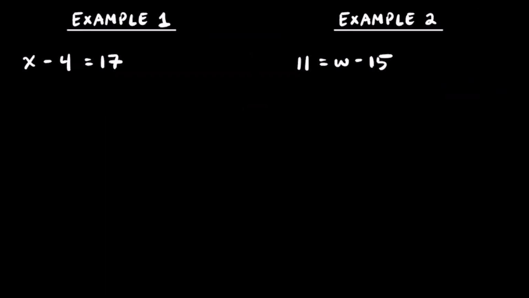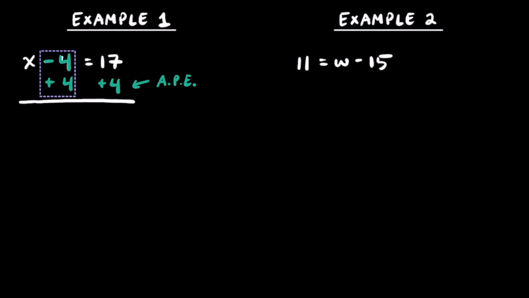In example 1, we have the equation x minus 4 is equal to 17. To solve for that x, we have to first notice this minus 4 that's on the same side on the left of the equation, and we're going to have to go ahead and add 4 since opposites always equal 0 when you add them together. By adding 4 to both sides of the equation, we're really using that property called the addition property of equality.